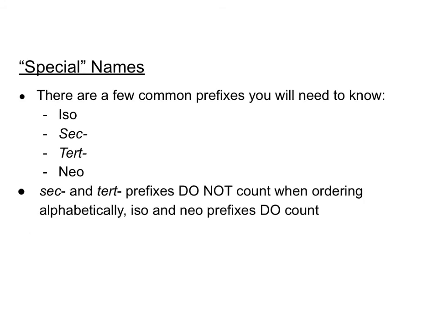Something that can get a little confusing is that sec and tert prefixes do not count towards the alphabetical ordering when we start to name something, but iso and neo do. You can always see that distinction because when sec and tert are used, they will always have a dash, and if they're typed, they're usually in italics, whereas iso and neo will not have the dash. So that tells you that iso and neo now sort of count as part of the prefix or as part of the substituent name, and they get counted in the alphabetizing, whereas sec and tert do not.